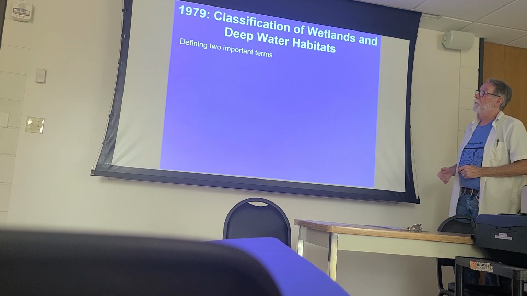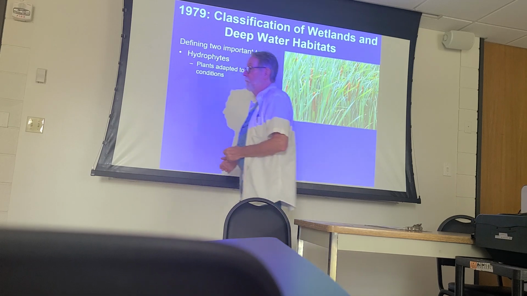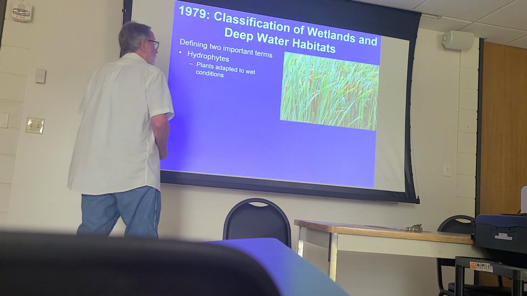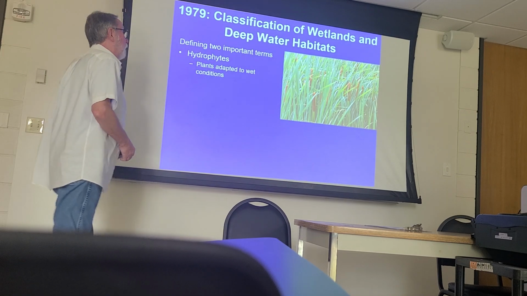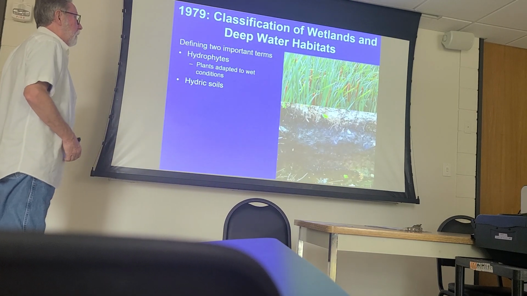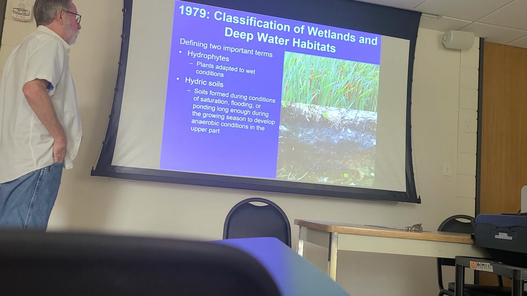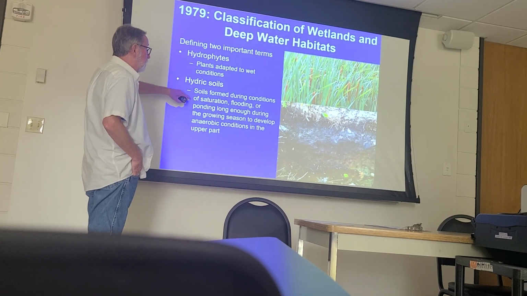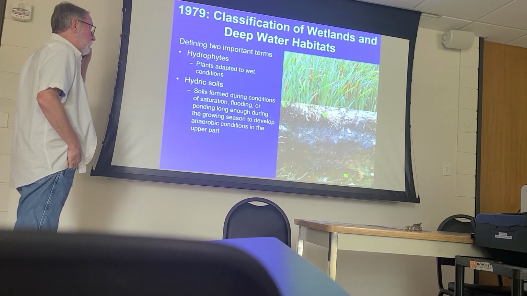Okay, so again, I'm just going to go back and define these terms. Hydrophytes are plants that are adapted to wet conditions. These are cattails here. They're very wet plants. And then hydric soils. This is an example of hydric soils. They're soils that form during conditions where they're saturated a lot, they're flooded a lot, and there's a lot of water.